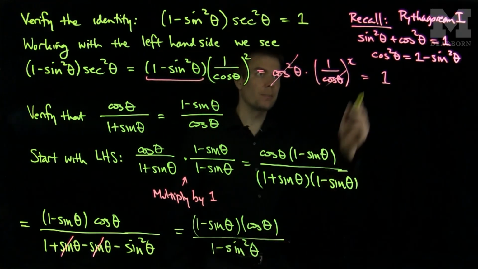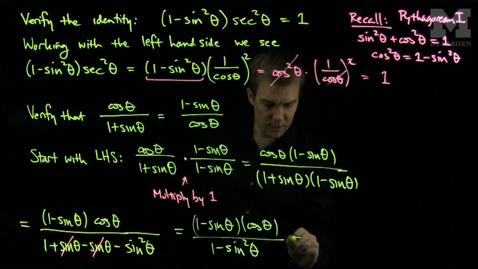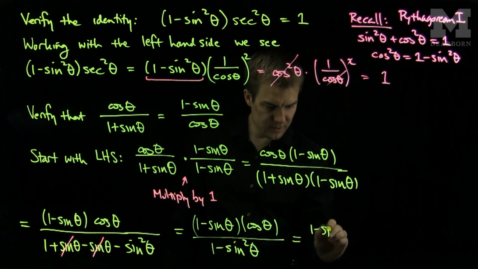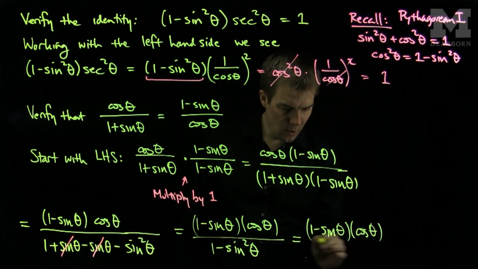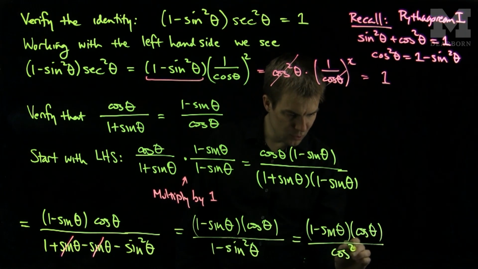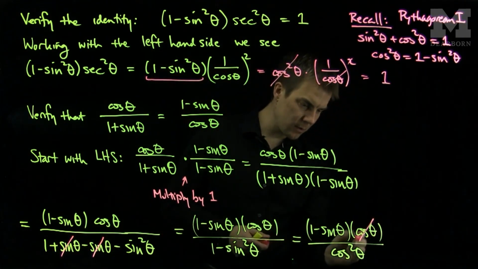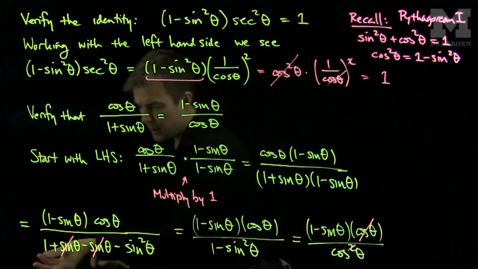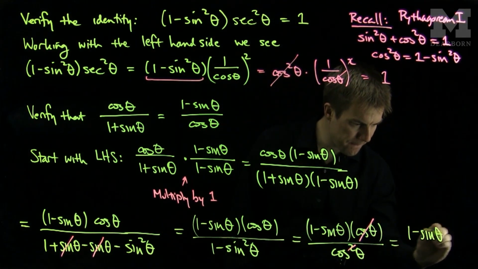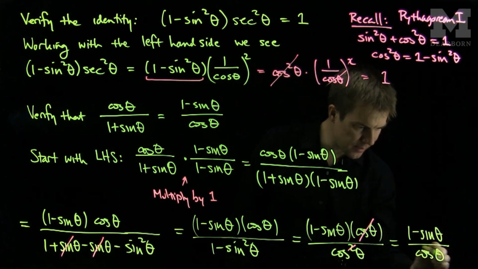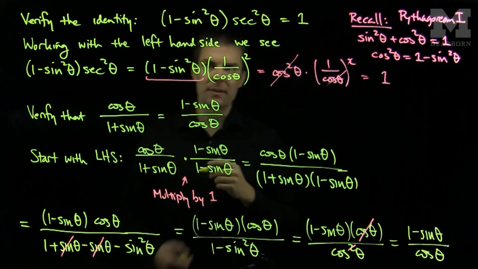And now, just as in the previous identity, we know that 1 minus sine squared is equal to cosine squared. So this is 1 minus the sine of theta times the cosine of theta over the cosine squared of theta. And so now the cosine of theta on top will cancel out with the squared. And we will just have 1 minus the sine of theta over the cosine of theta, which is what we wanted to show. And therefore we have verified the identity.